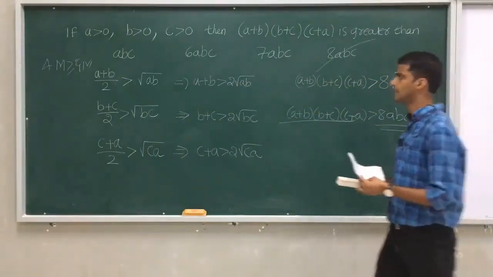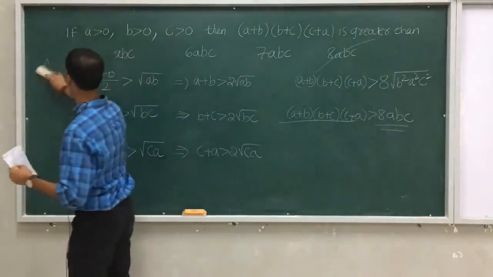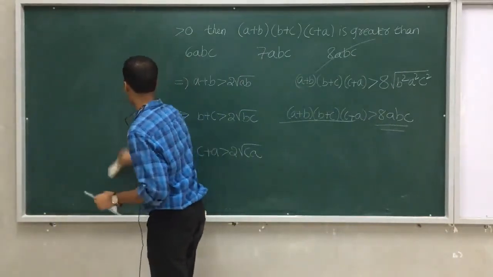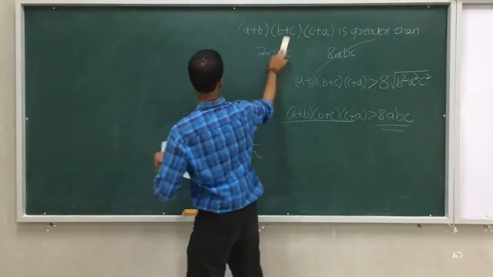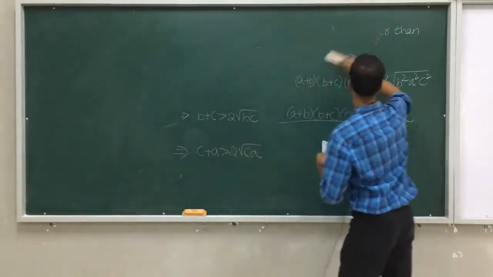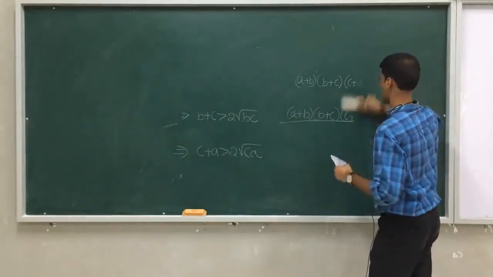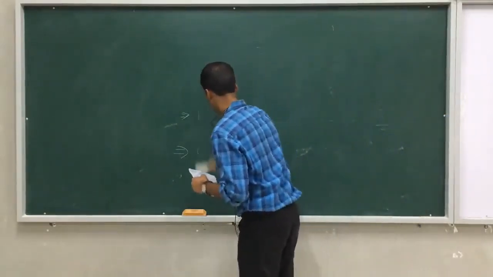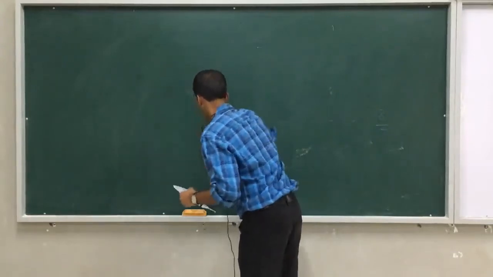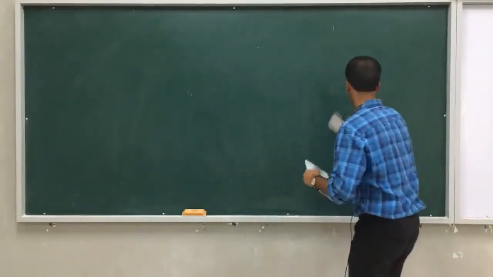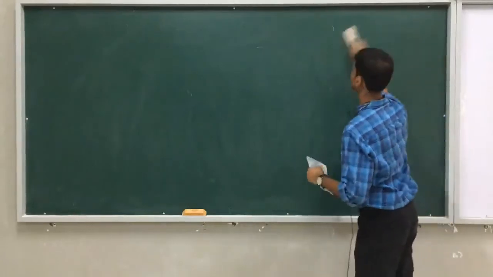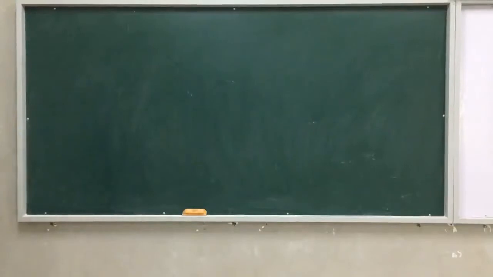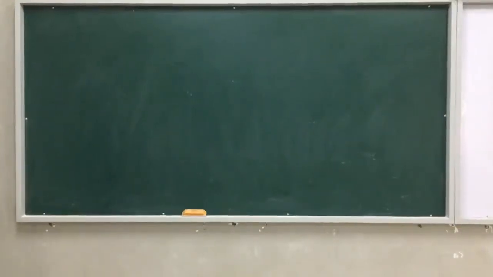Okay. Now we'll proceed to the next question. So look at the application of sequence, series and inequality: the arithmetic mean is greater than the geometric mean. Now we will discuss this question.